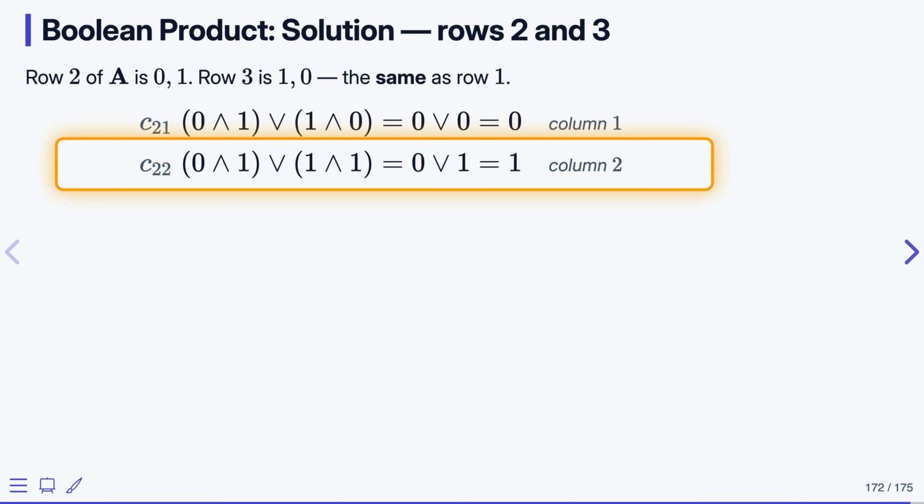Entry C2,2. Column 2 of B is 1, 1. 0 and 1 is 0. 1 and 1 is 1. 0 or 1 is 1. So C2,2 is 1.